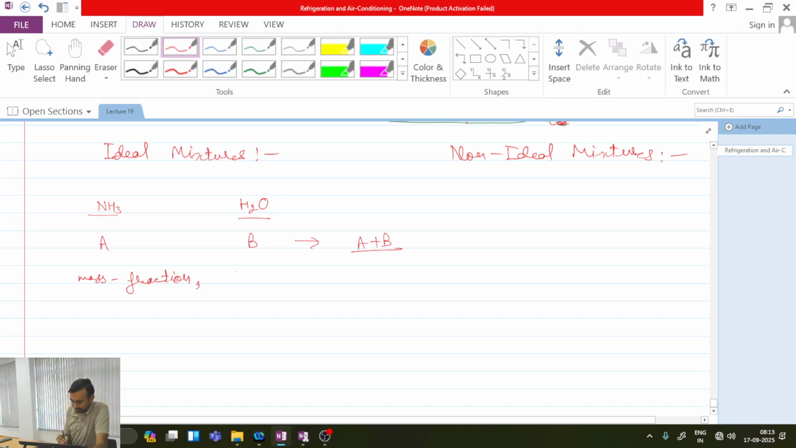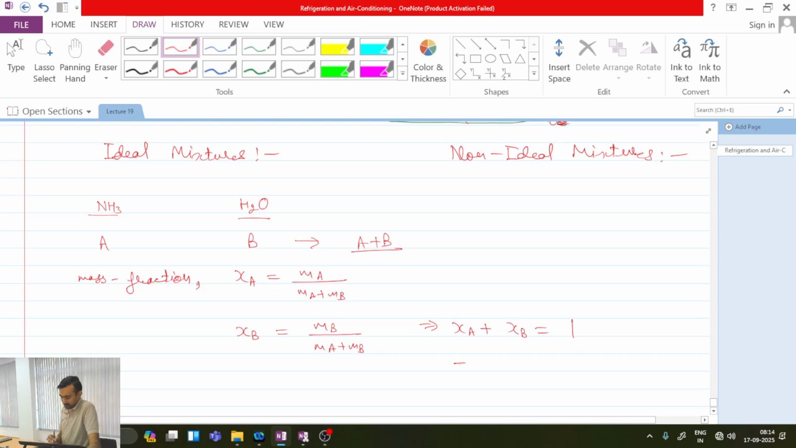So mass fraction of A, XA, will be equal to mass of A divided by total mass of the mixture, which will be MA plus MB. If I only have two constituents, then mixture mass will be MA plus MB. Similarly, if I have to calculate mass fraction of B, that will be simply equal to MB divided by MA plus MB. Is this one clear? Now, if I do the sum of XA plus XB, what will I be getting? XA plus XB will simply become equal to 1.